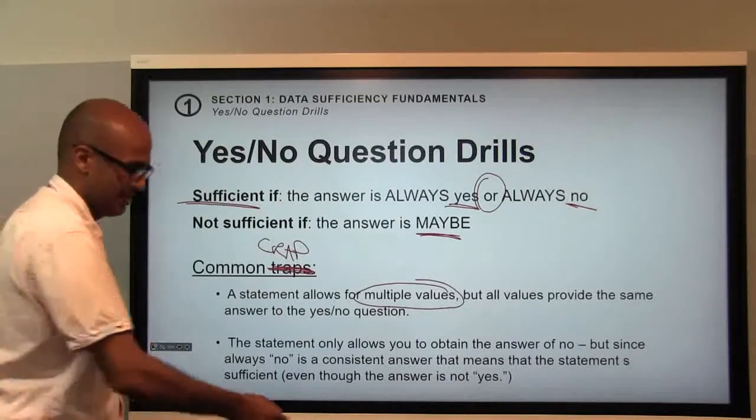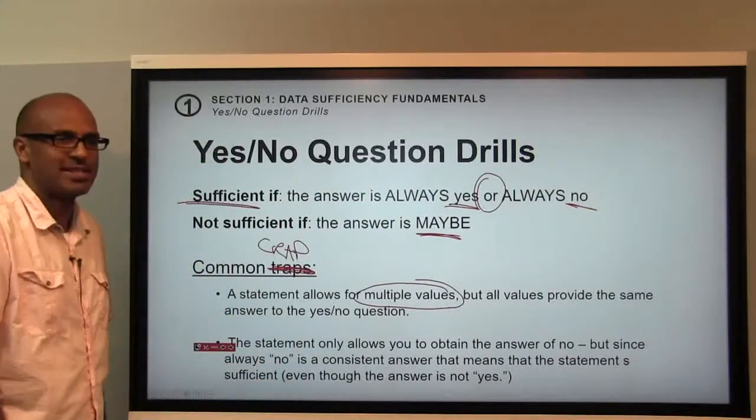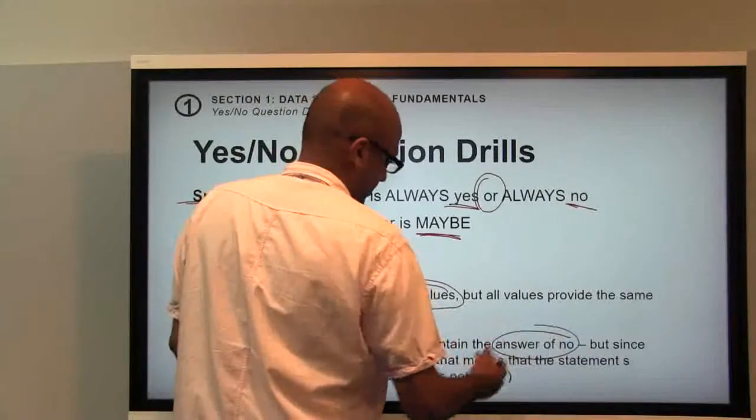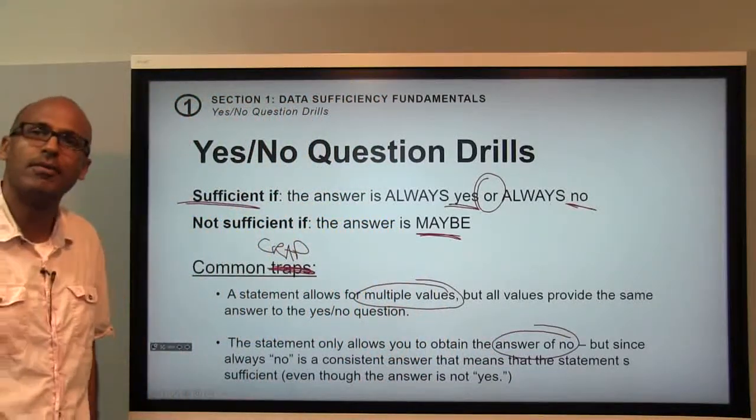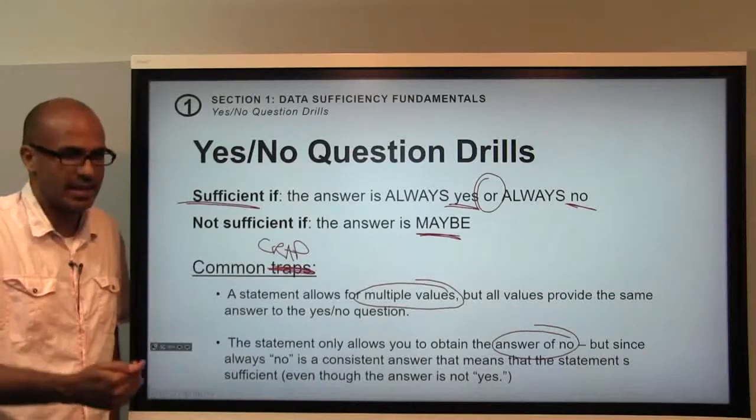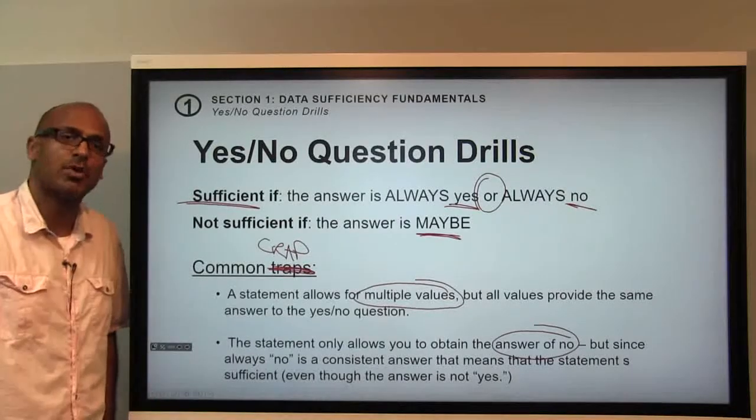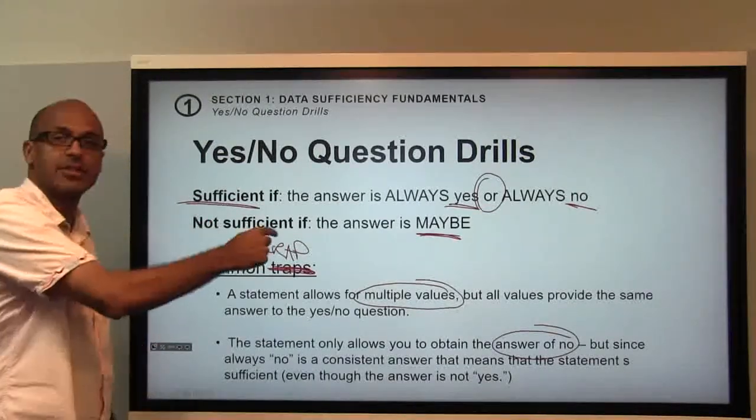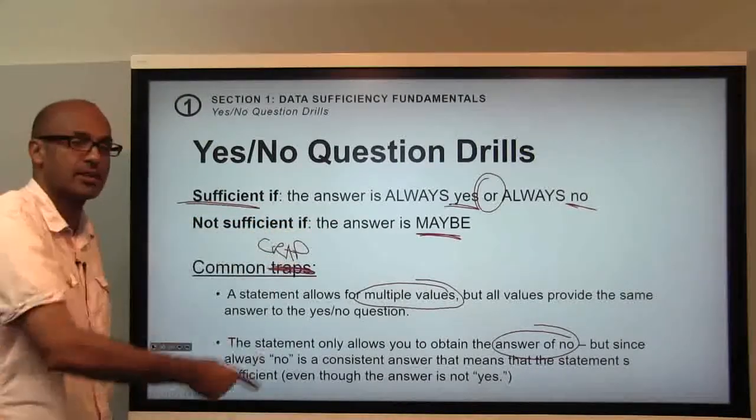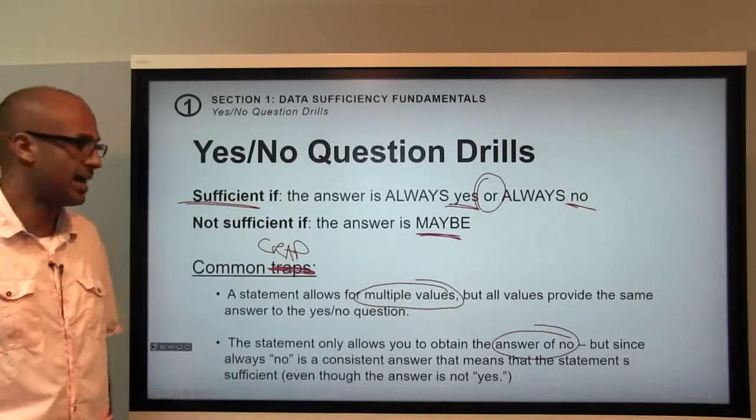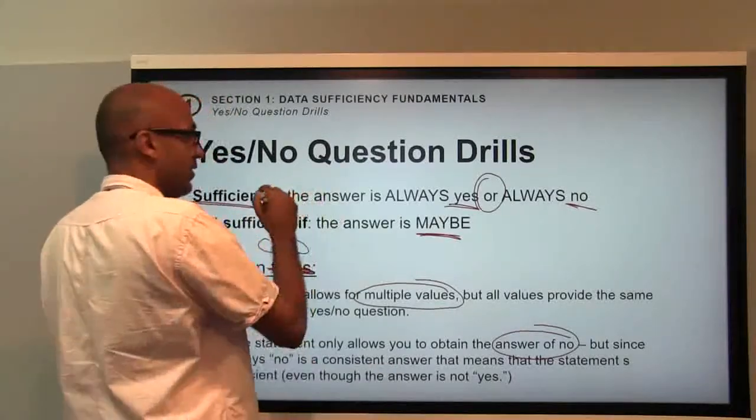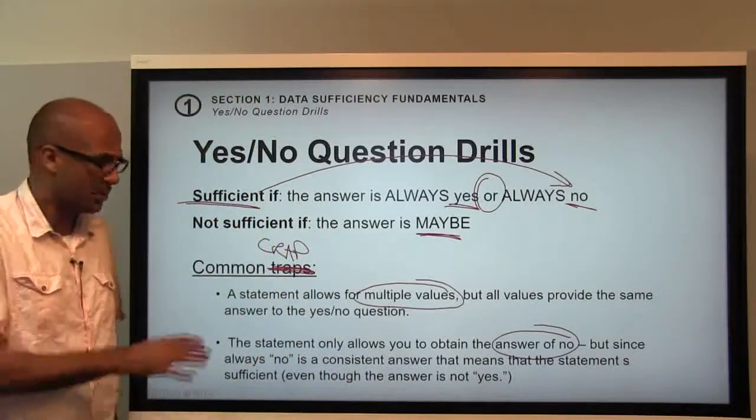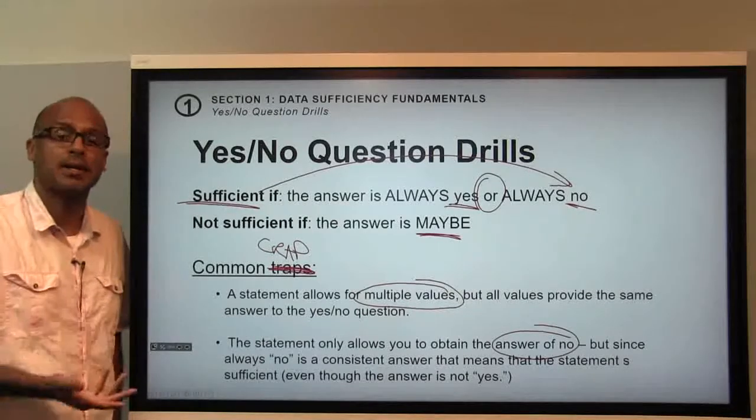The second type of mistake that someone makes is they get themselves an answer of no. They get a no and then they say not sufficient. And then I wonder, what the F is wrong with you? After all, clearly it says not sufficient if the answer is maybe. It does not say not sufficient if the answer is no. But even worse than that, it actually does say it is sufficient if the answer is no. So how one could make this kind of mistake is completely beyond me.